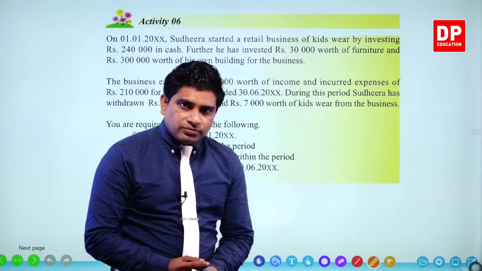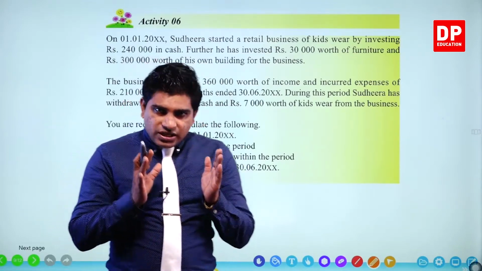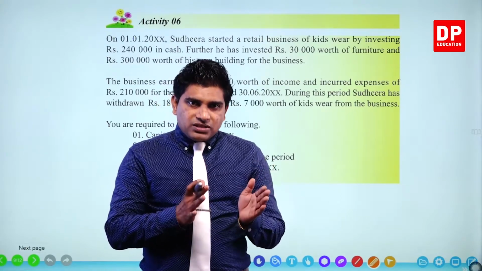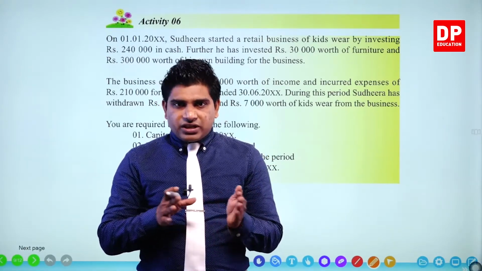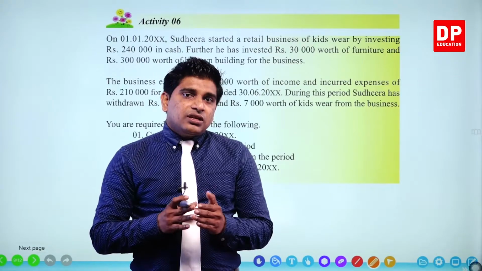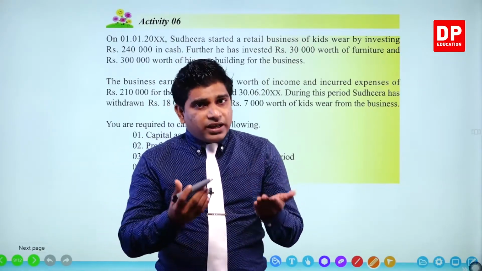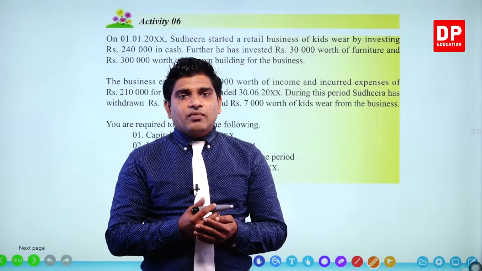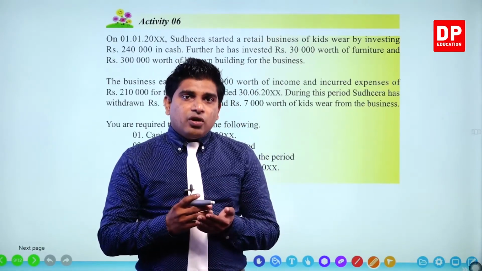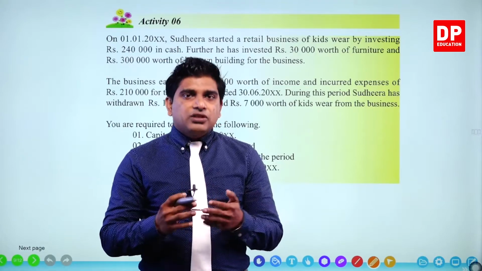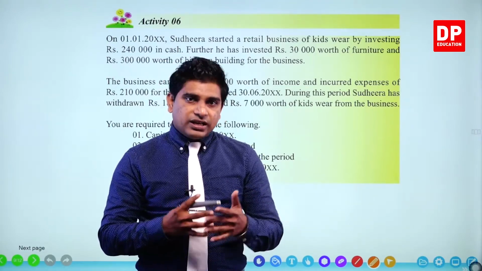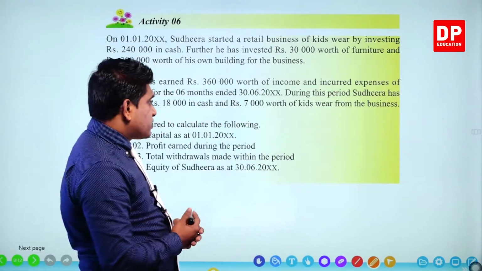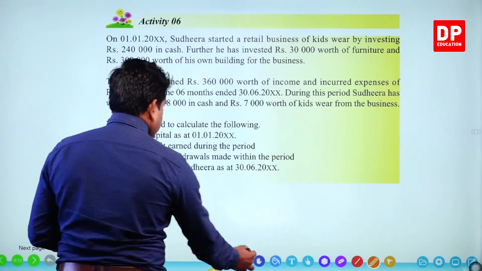You know this. When the business earns income, your equity increases. When the business pays expenses, your equity decreases. When the business owner reinvests money and any other resources in the business, equity increases. When the business owner withdraws money or any other resources, not only money, equity decreases, right? Now, we'll see how to do the question, right?